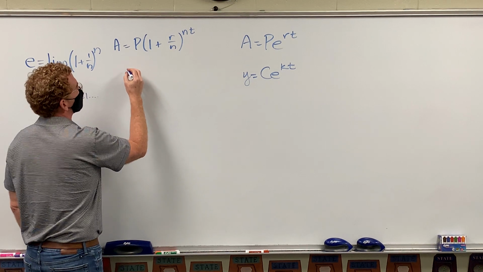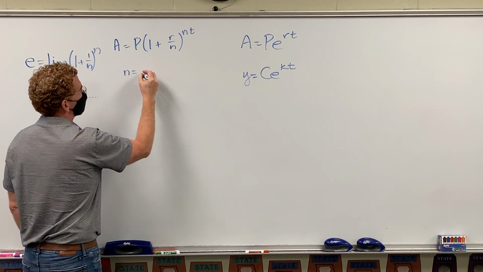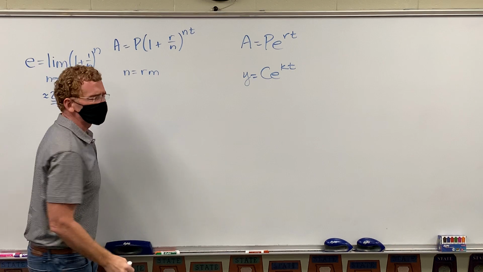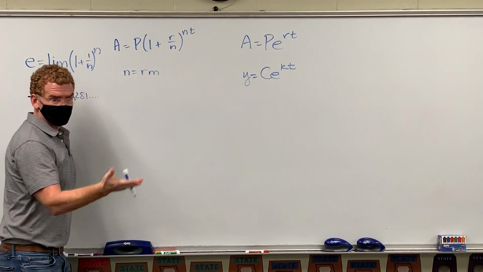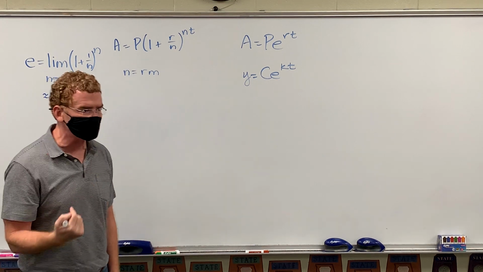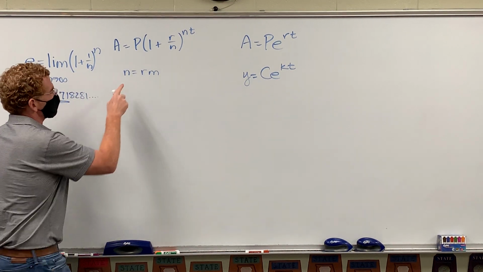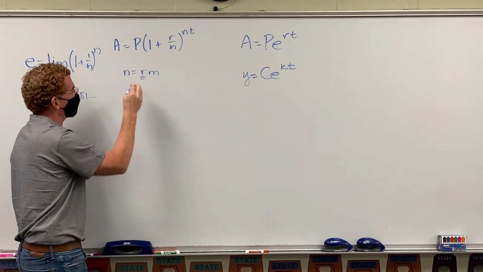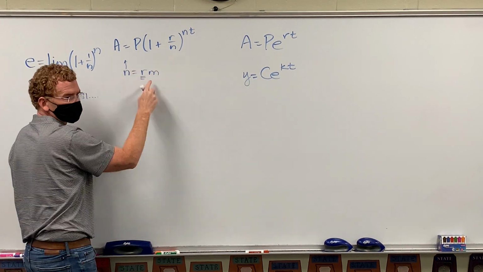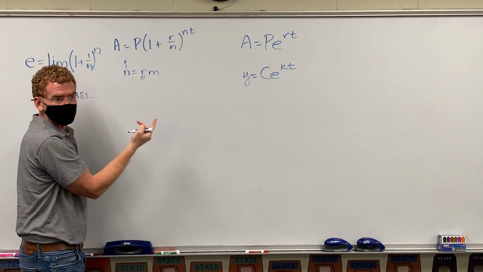What if I said, let n be Rm? And they may go, why in the heck would I do that? Well, I'm just going to do a substitution, which we've done in the past, to make factoring easier or whatever. And as long as R is a constant, that's the rate. If R is not changing, what happens is n gets bigger. What would have to happen if this was true?